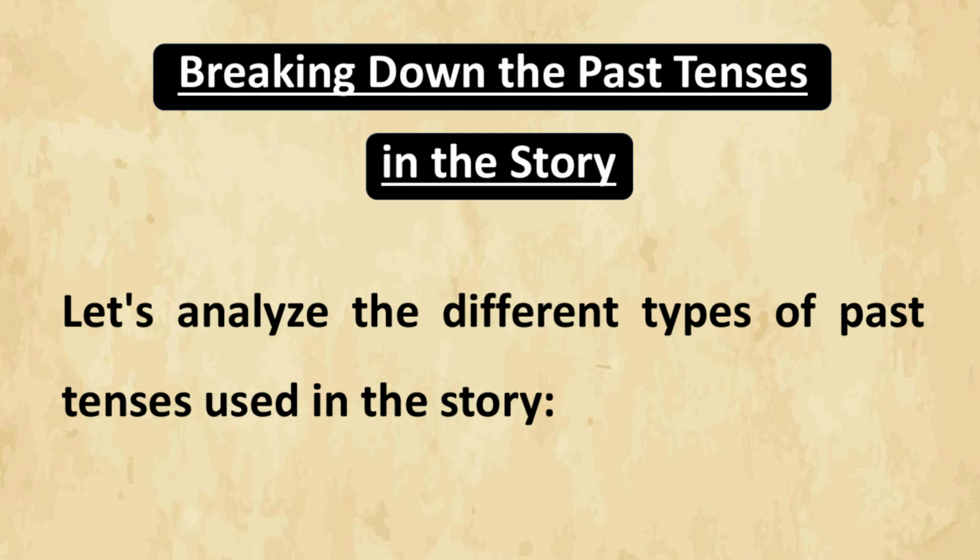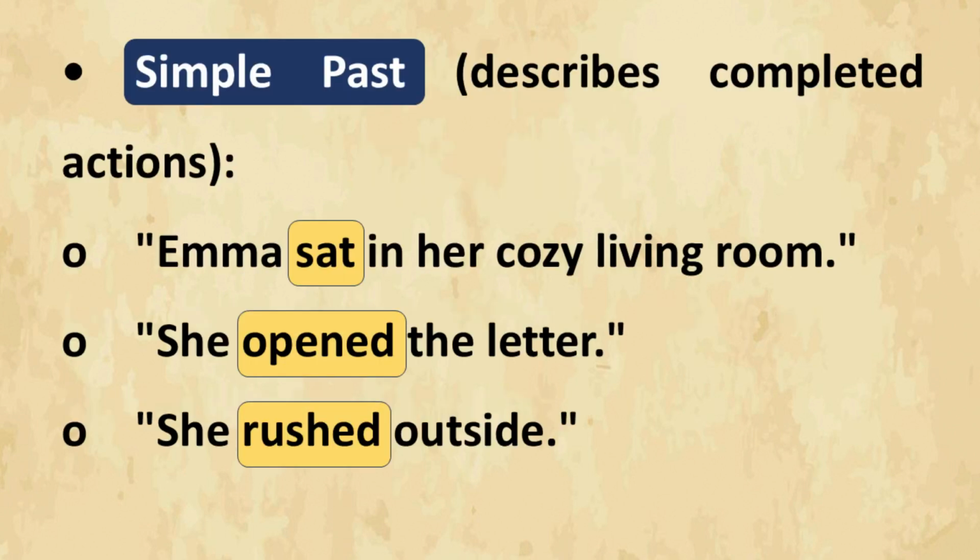Breaking down the past tenses in the story. Let's analyze the different types of past tenses used in the story. Simple past describes completed actions. Emma sat in her cozy living room. She opened the letter. She rushed outside.